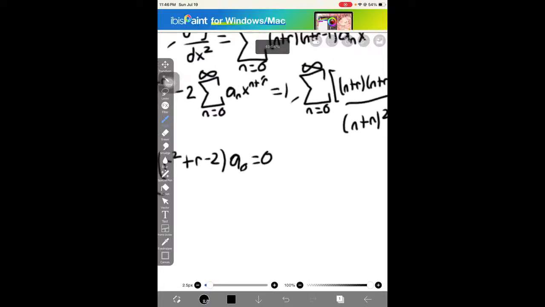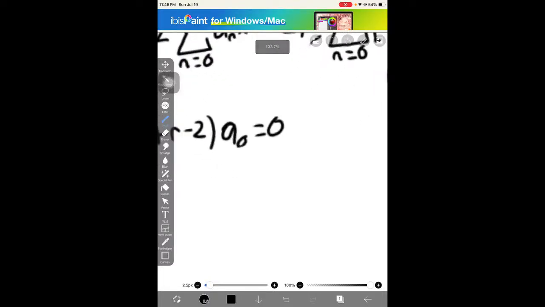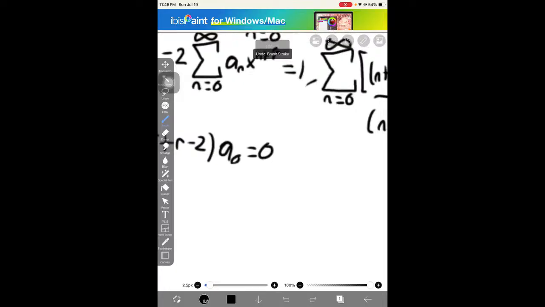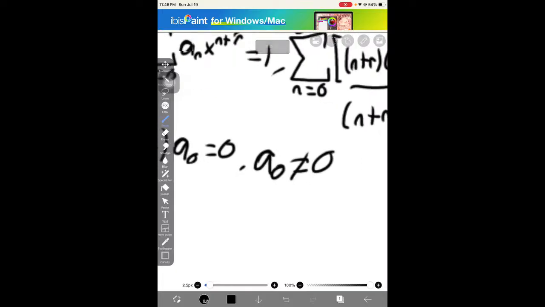Okay. A sub o, this is our arbitrary constant. A sub o cannot be equal to 0. So let's move on. We don't care about a sub o anymore. I know that is harsh, but it's just how it is, alright?